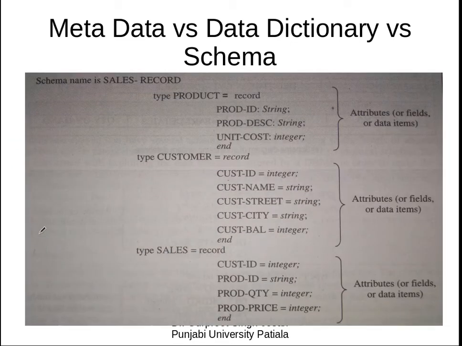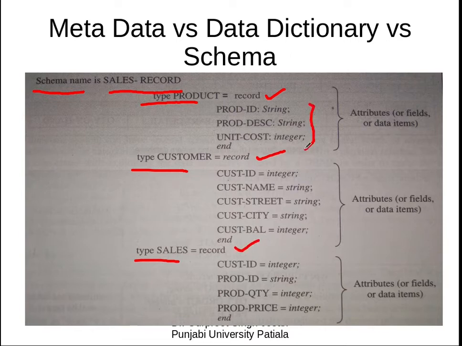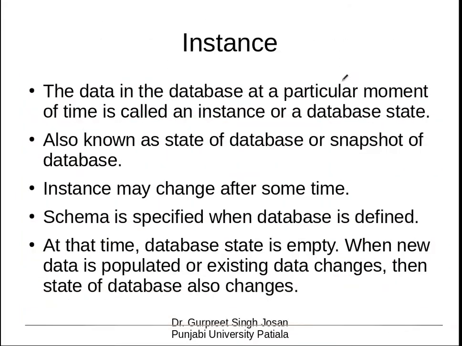From the implementation point of view, a schema is defined in the form of a structure, as you may be aware of the structure in C language. So first of all, you have to define the schema name, then you have to define the table names. All these are the table names, which are represented by the word record. So record means these are the table names. After that, you have to define the field names. You can say column names. So product ID, for example, its data type is string, product description is string, unit cost is integer. So these are the attributes or the fields of the data item. So in this way you have to define the schema. So this is the description of the schema.